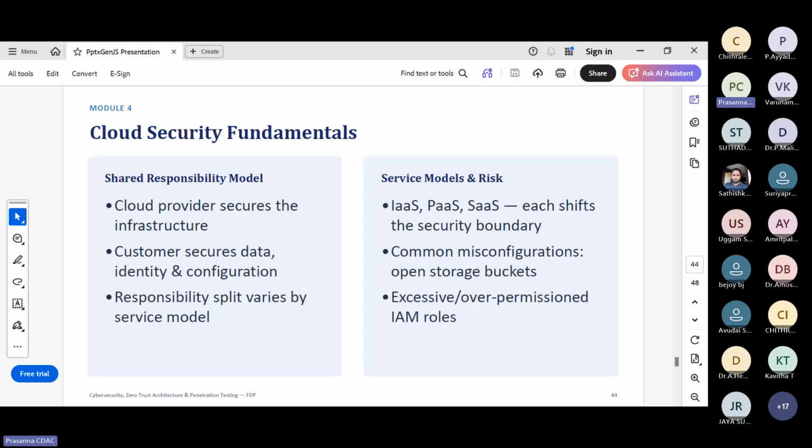Now coming back to cloud security. I just wanted to know, do you have any private cloud or in-house cloud or something like that? Or do you rely only on the public clouds? Only on public cloud, sir.